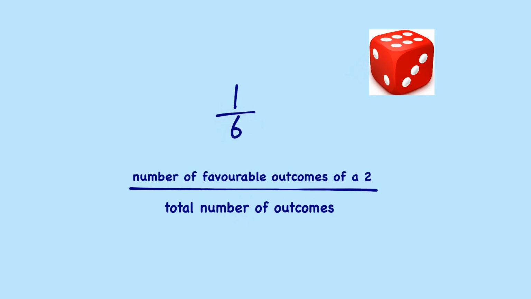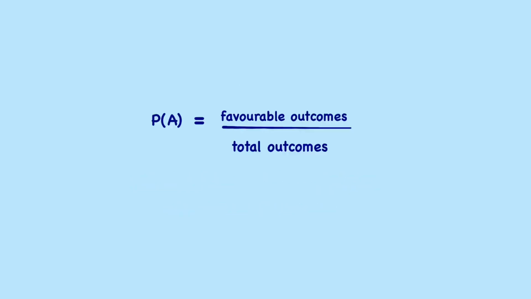So it's 6. The general formula for any event A is probability of A equals the number of favourable outcomes over the total outcomes. In this example, where probability of A is the probability of rolling a 2 on the die, which we call our event, and the favourable outcomes are the number of different ways to get a 2, which is just 1, and the total outcomes are the number of different outcomes we could get, which is 6.